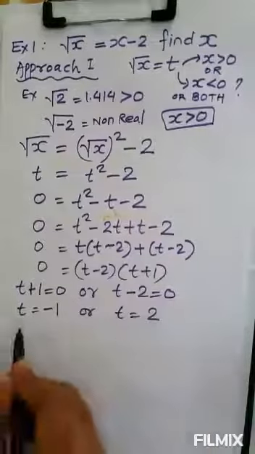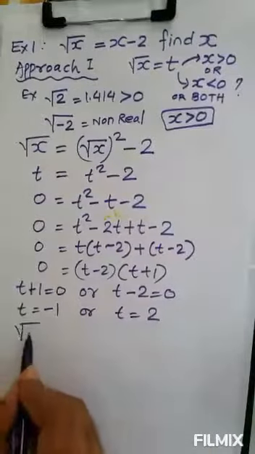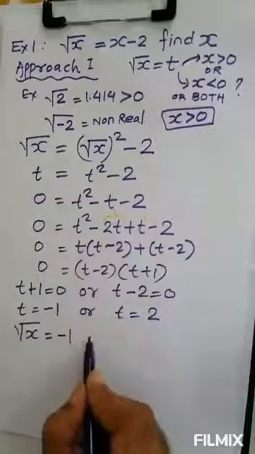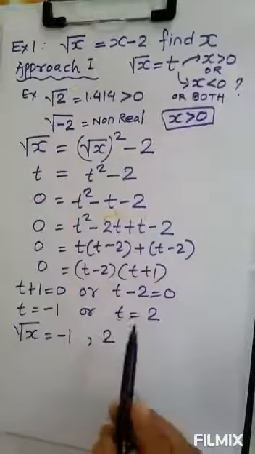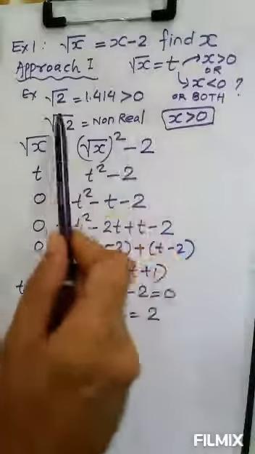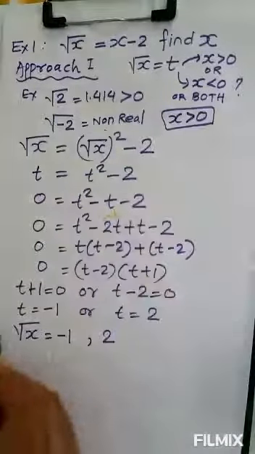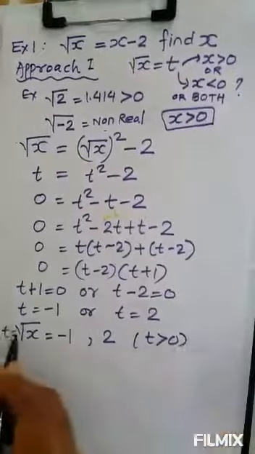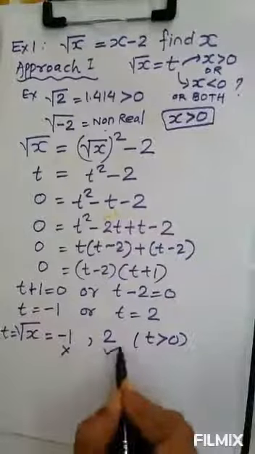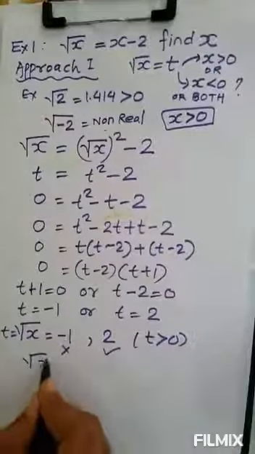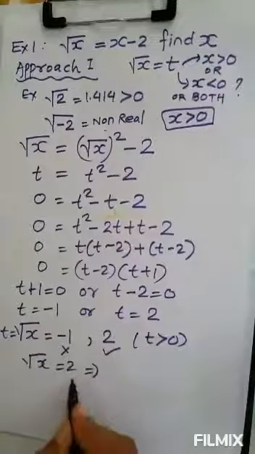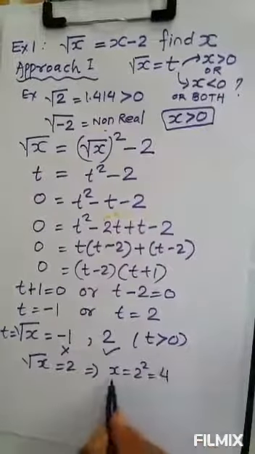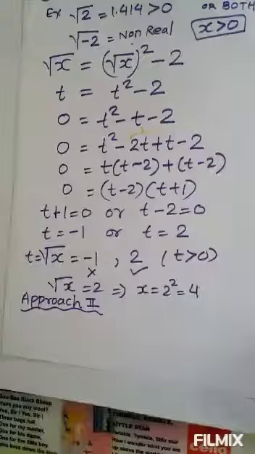But t is what? t is root x, so root x equals minus 1 or root x equals 2. Now we already know that x has to be positive and root x, which is t, should be positive. So this we will discard, this we will take. So root x equals 2 gives, squaring both sides, x equals 2 square, which is 4. So x equals 4 is the answer.